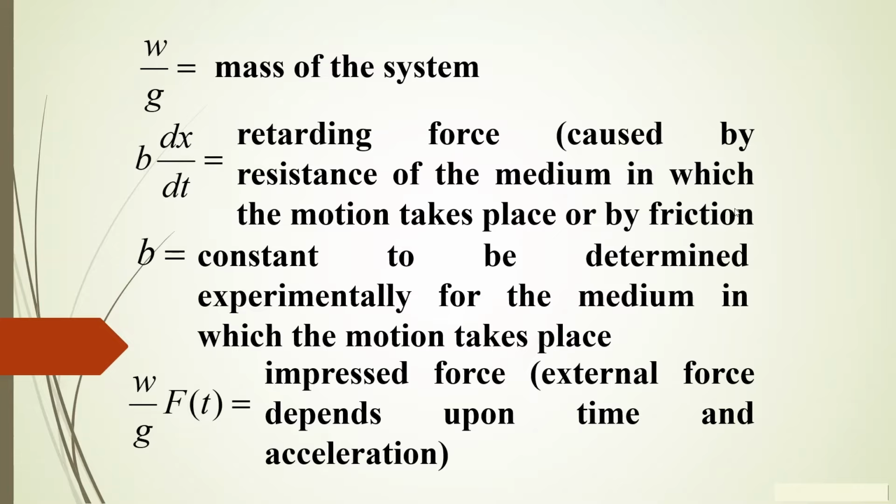So there are losses due to friction, di ba? There's the retarding force. Because in the ideal situation, we use frictionless. But in reality, of course, there would be friction, even a small amount. So that B here is the constant to be determined experimentally for the medium in which the motion takes place. Okay, so that's B times dx over dt. And lastly, mass times Ft, this is an impressed force. So basically, an impressed force is an external force that depends upon time and acceleration.